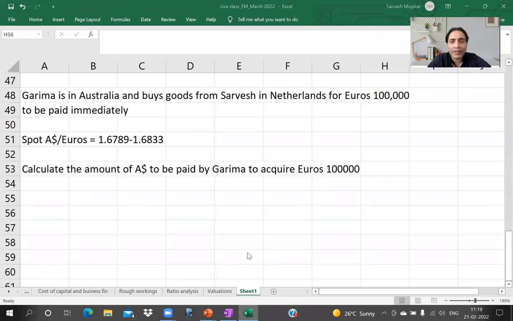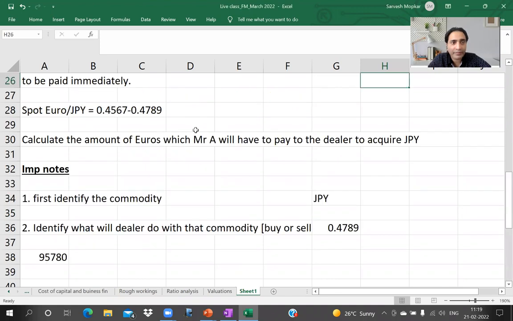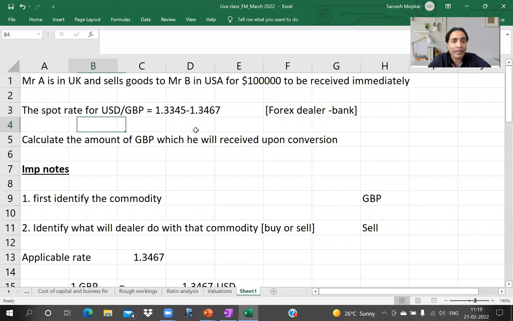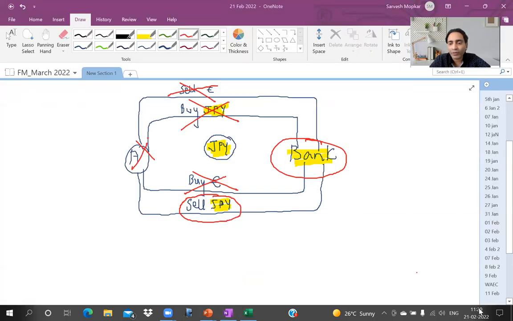Okay. Now, I'll take another 2 to 3 minutes. Now we are starting with risk management. Now the cool topic. What will happen in case one, the first question for today, if Mr. A receives this 100,000 not immediately, but after say 3 months, a 3 months credit period having been given to Mr. B? So it's a receivable, 100,000 receivable after 3 months. What will come into picture? Risk will come into picture. Foreign currency risk.